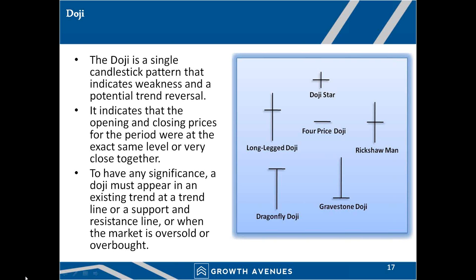What doji says is that the opening and the closing price have not moved much since the trading session began. As a result, we are seeing that there is hardly any body formation. So one has to conclude that at that point in time, if it's an hourly or a daily, there is some kind of indecision which is taking place.